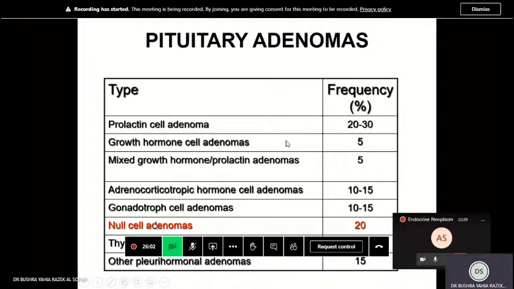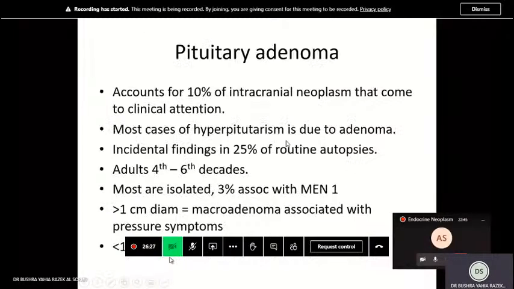There is an adenoma, but there is no isolated hormone, either growth or anything, just adenoma. This null cell adenoma grows and compresses the surrounding tissue. Thyroid stimulating hormone cell adenoma and other polyhormonal adenomas. Okay.